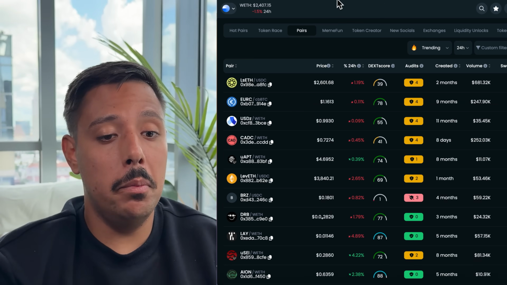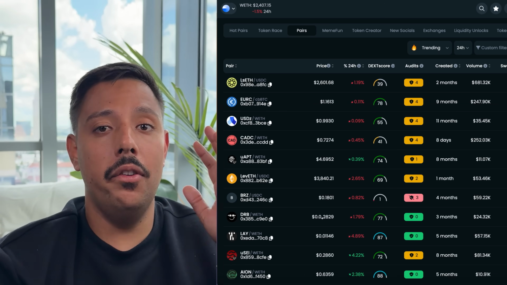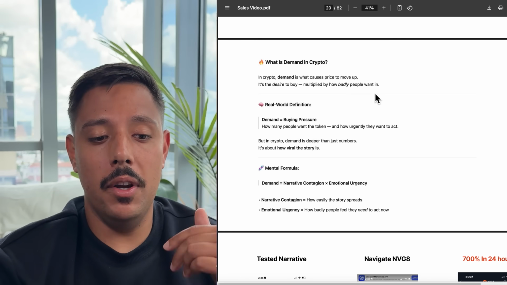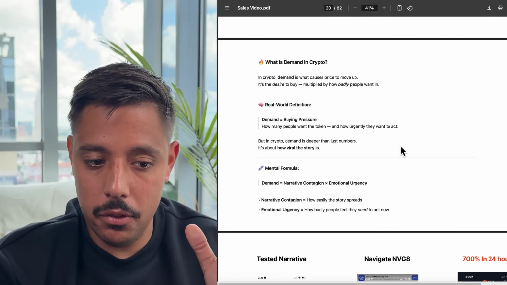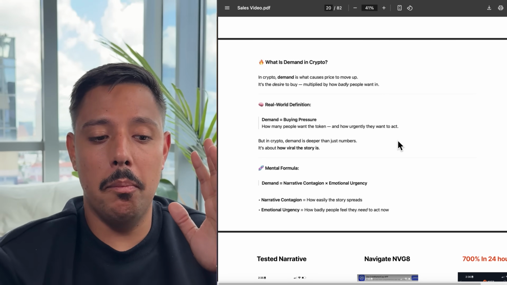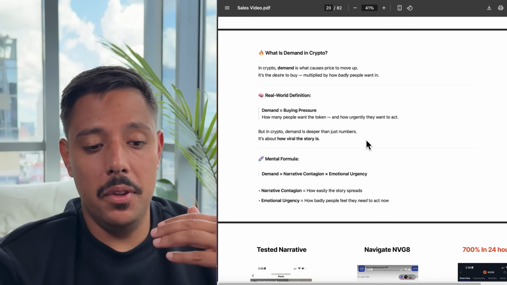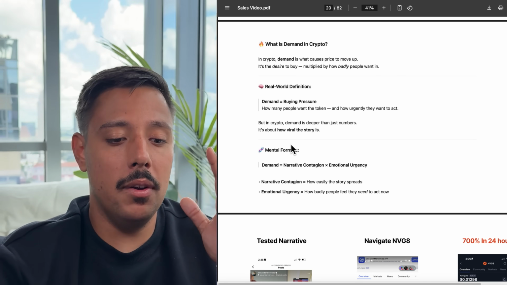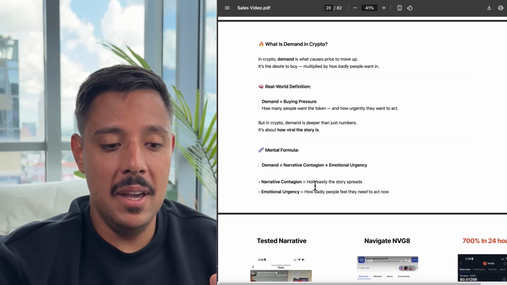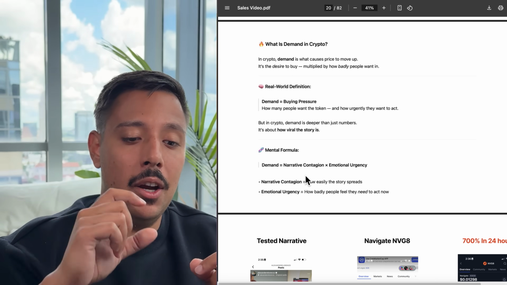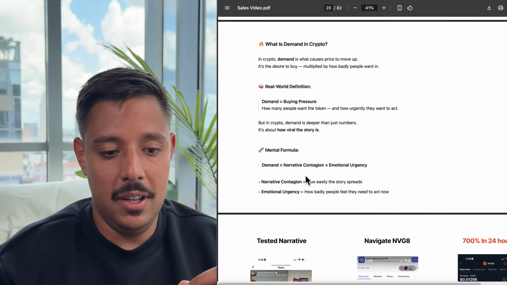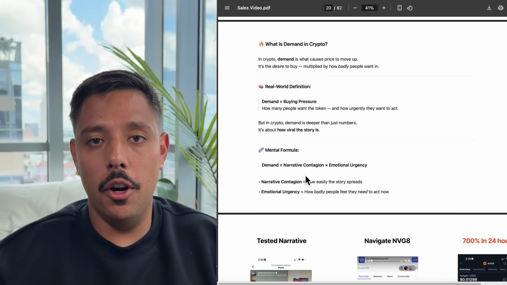We have a very specific process, by the way. We didn't just make this up. This is 6 years of trial and error. So listen to what I'm saying. Demand equals buying pressure. It's basically how many people want the token. This is the best mental formula we have ever had: demand equals narrative contagion times emotional urgency.